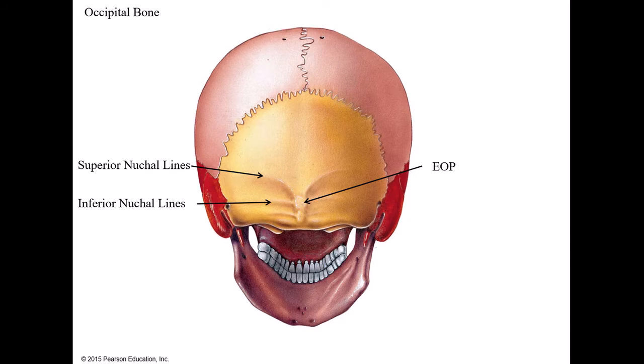The next bone is the occipital bone, or sometimes we call it the occiput. There is one occipital bone. So this bump right here is the first one I want you to find. This is called the external occipital protuberance. We usually abbreviate the EOP. Coming from the EOP, kind of going out laterally, this is going to be the superior nuchal line. Nuchal means neck, and this is where some of our neck muscles are going to attach. And then you'll see underneath it the inferior nuchal line.